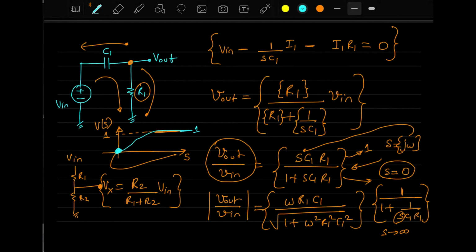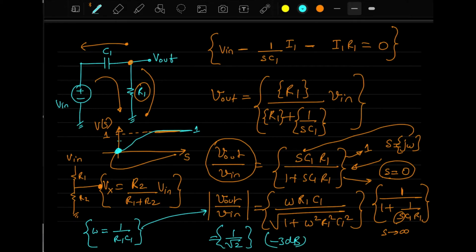And again, we can use that same logic: when omega is equal to 1 over R1 C1, at this value, what will be the modulus of V out by V in? The modulus of V out by V in at this particular point will be 1 over root 2. And if you take the 20 log of this expression, you will get minus 3 dB.